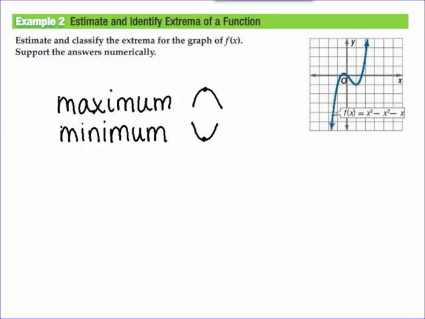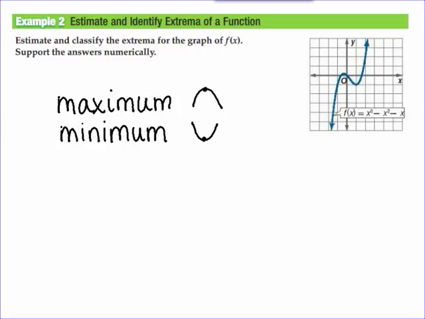Now, there are two different classifications of maxes and mins. They are relative and absolute. We're not going to worry about those. We are just going to classify maximums and minimums. When you go back in your book, they will talk about relative and absolute, but we're not going that far in depth. We're just going to identify maxes and mins.